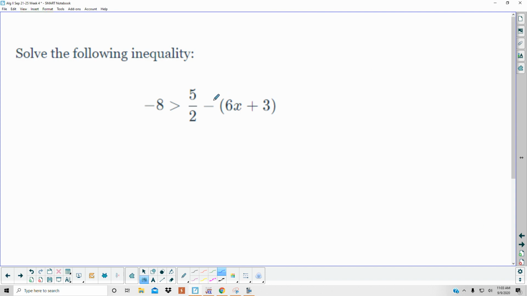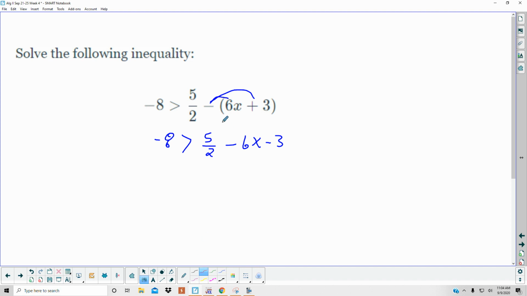Here I'm just distributing a negative inside. So negative 8, come on, negative 8. Whoa, that's a heck of an 8. It's greater than 5 halves. The negative is going to distribute as if you're multiplying a negative inside. So that's minus 6x minus 3. These are like terms. I need to combine them.